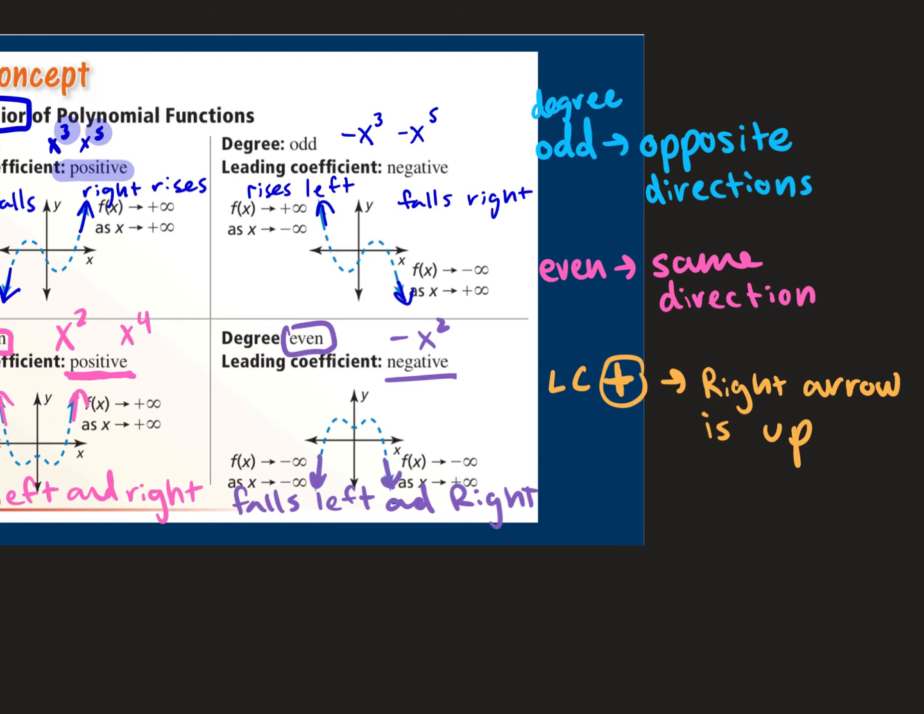So I would say the first thing you want to write is the right arrow, if it's positive, and then figure out is it even or odd, and that'll tell you the left arrow. It's either going to go in the same direction or opposite directions.